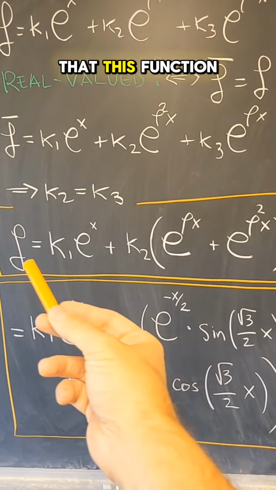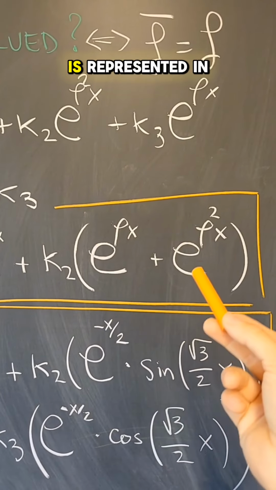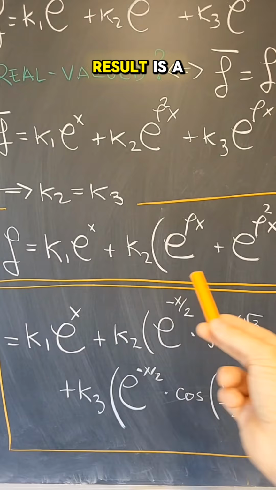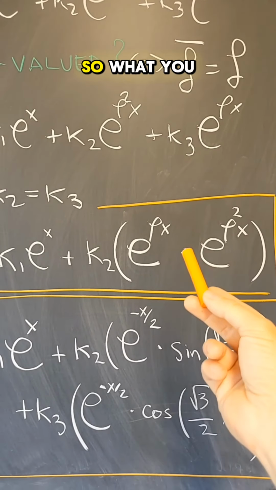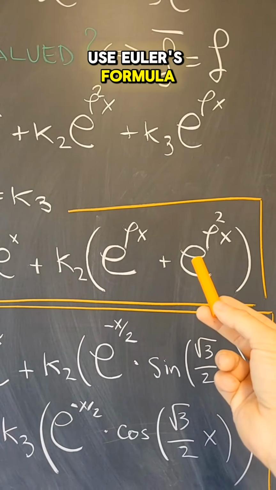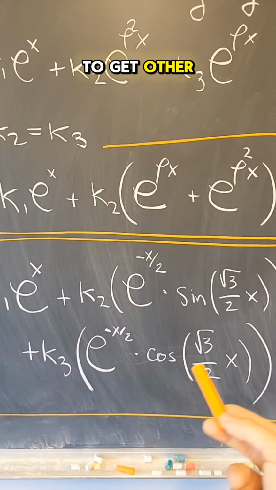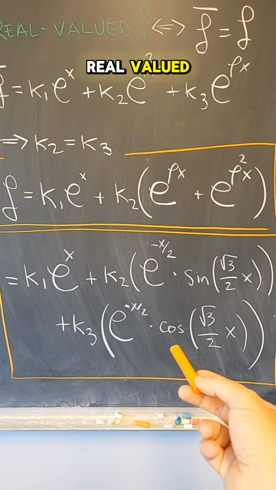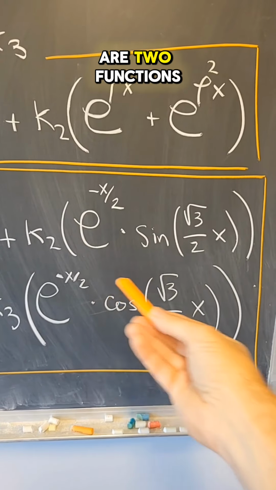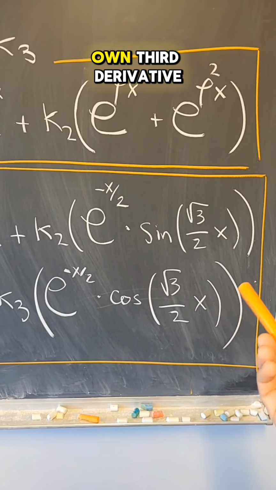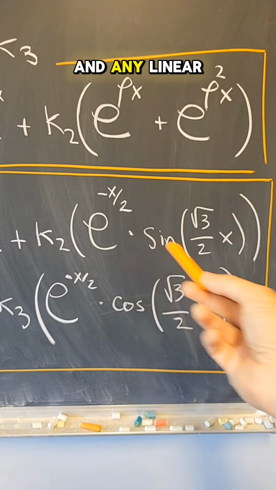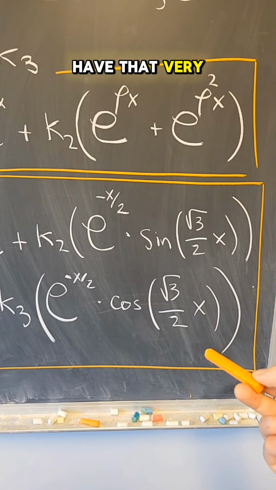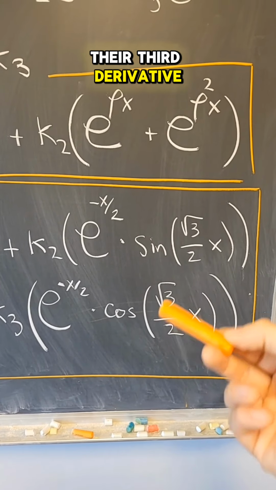But you see that this function is represented in terms of complex valued functions, even though the result is a real valued function. So what you can do is use Euler's formula here to get other functions that are actually all clearly real valued. So anyway, here are two functions that are their own third derivative, and any linear combination of this one with a sine and this one with a cosine have that very nice property that their third derivative is itself.